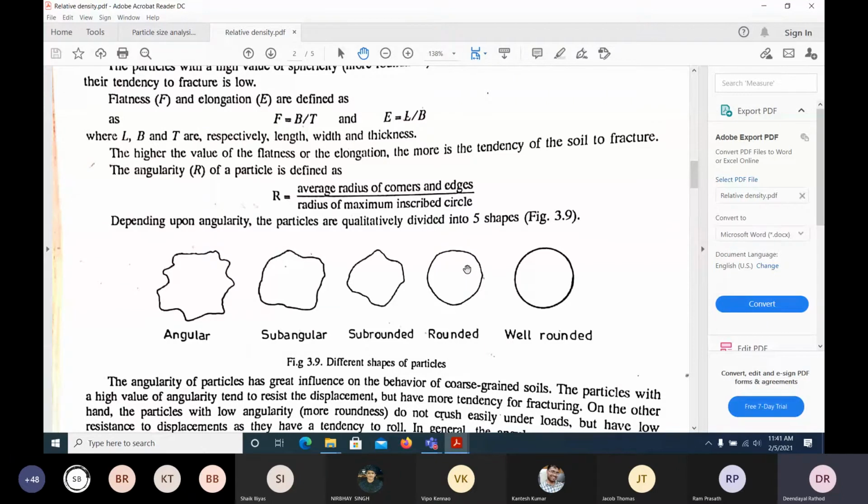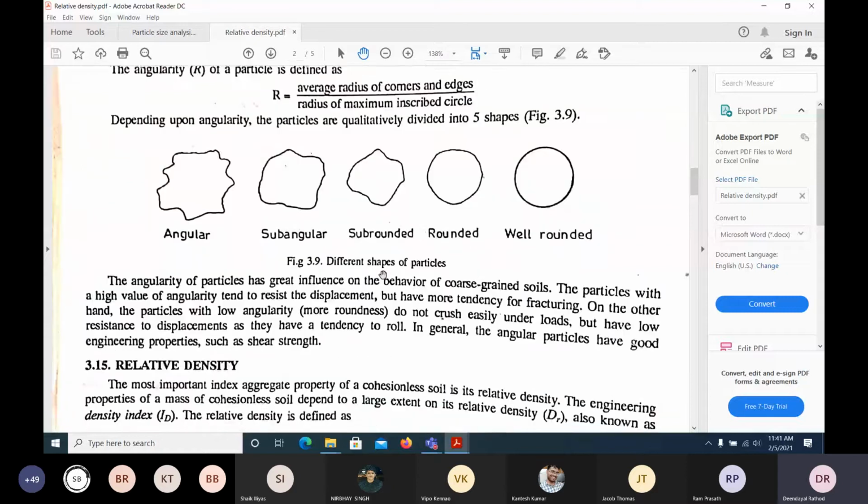Okay, for engineers especially. Without friction, we can't even walk, or even drive our vehicle. So you should have proper friction. So this is all about it.